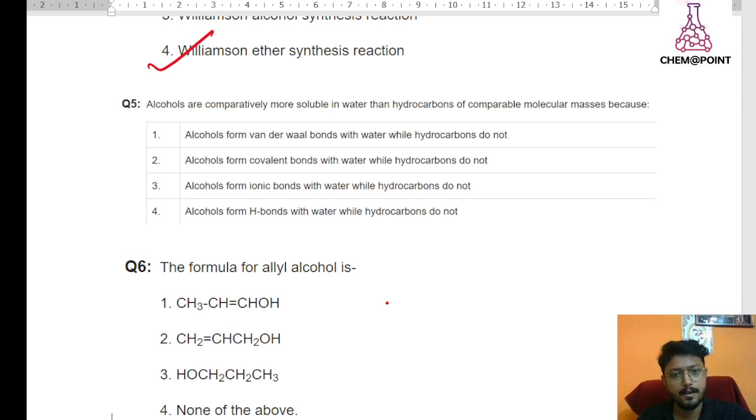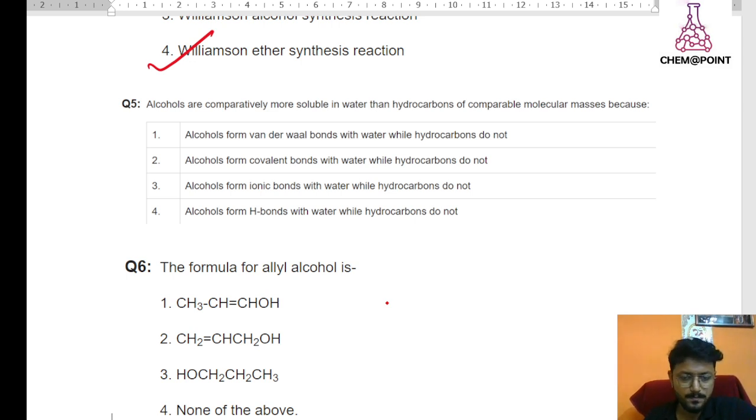Alcohols are comparatively more soluble in water than hydrocarbons of comparable molecular masses. Simply, you can say alcohols are more soluble in water because alcohol and water have H bonding. In these two molecules, they have hydrogen bonding. That's why it can be easily soluble.